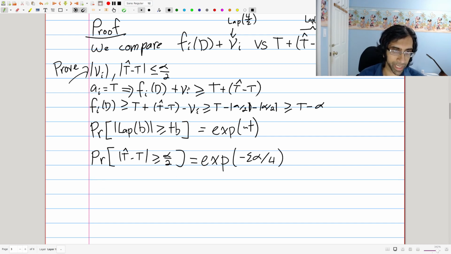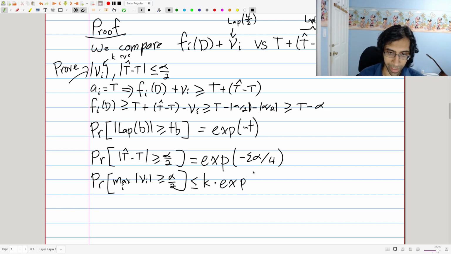Similarly, we can do this for the other random variables. The difference is this time this is not just one random variable. This is a set of k random variables. So we're also going to need to use a union bound. What we're going to do here is argue about the probability that the max of these absolute values, nu of i, is greater than or equal to alpha over 2. And this we bound by k, because we're taking a union bound over all k things, times the probability that a single one is greater than this alpha over 2. So this is going to be k times exp of minus epsilon alpha over 8.